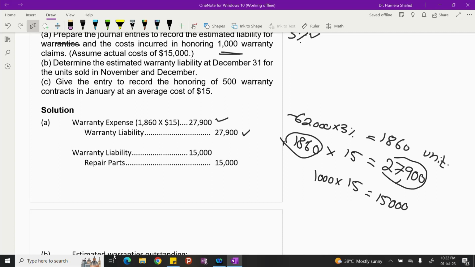Now the warranty liability status will reduce from 27,900. How much reduce? 15,000. So warranty liability gets debit 15,000. And it's because of repair parts. So repair parts gets credit.